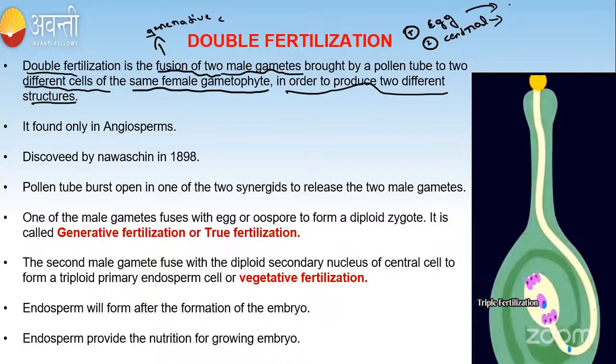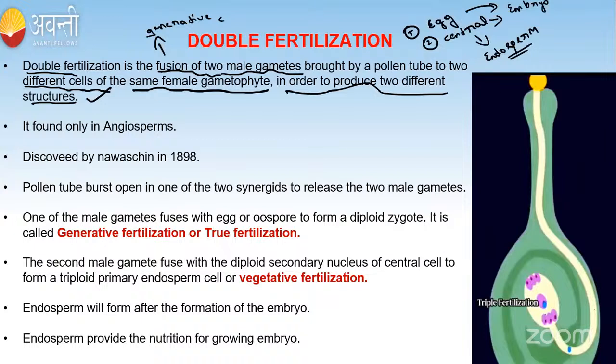Now, this is going to form two different structures. Which are the two different structures? The egg cell fusing is going to form the embryo, and the fusion with the central cell is going to form the endosperm. So that's why it is called double fertilization. Kindly read once again. Double fertilization is the fusion of two male gametes brought by the pollen tube to two different cells, the egg cell and the central cell of the same female gametophyte, in order to produce two different structures, embryo and endosperm. So that is called double fertilization.